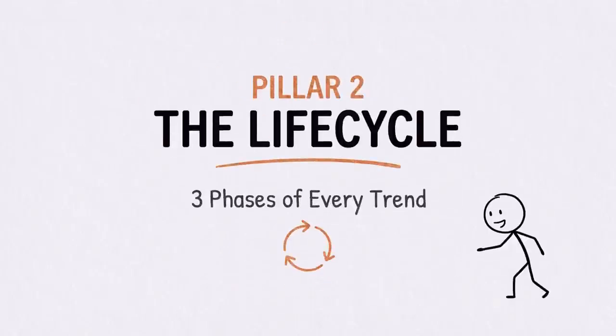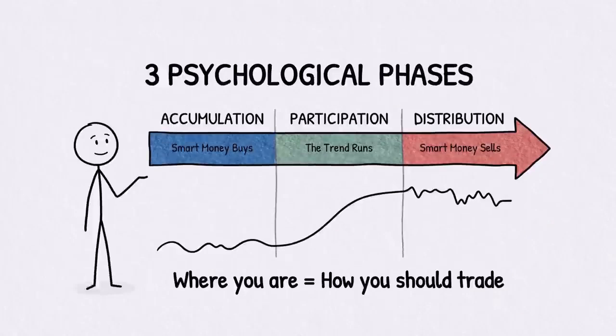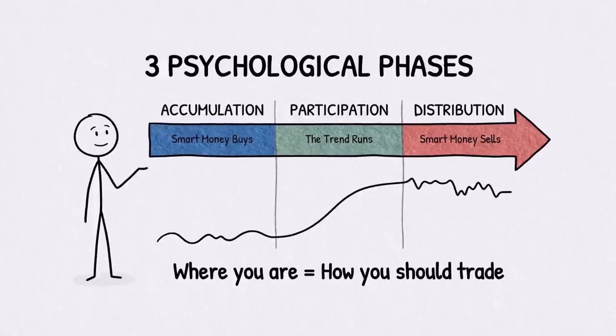This is the most practical part of Dow Theory. Every major trend moves through 3 psychological phases. Understanding these phases tells you exactly where you are and whether you should be buying, holding, or getting out.